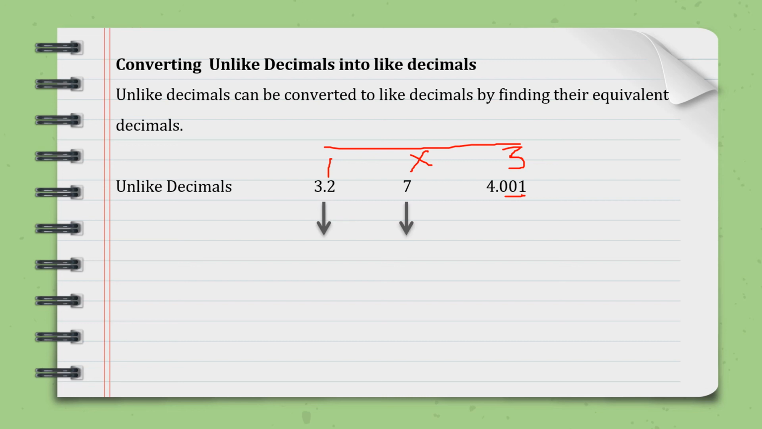So 3.2, 7 and 4.001 can be written as... See here. First of all, we have to see amongst all the three which one is the highest. 1 कुछ भी नहीं मतलब how much? 0. And highest is 3. So 3 is highest. So we have to make the decimal places 3 in every number.